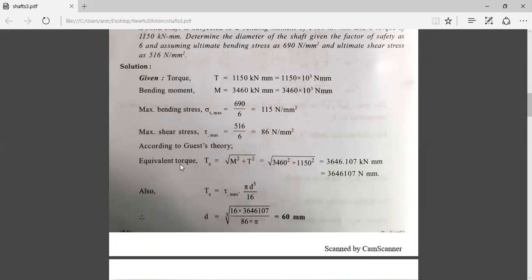Now according to the Guest theory, T is equal to square root of m square plus t square. So m square 3460 square plus 1150 square, if we put these two values, we get 3646.107 kilonewton mm.